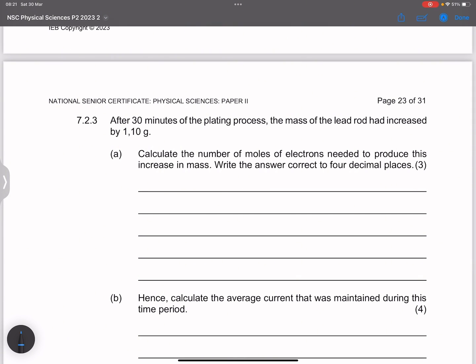After 30 minutes of the electroplating process, the mass of the lead rod has increased by 1.1 grams. Okay, they say calculate the number of electrons needed to produce the increase in mass. Okay, so now what are we going to do there? Right, so we're given the change in the mass of lead, right? They said the mass of the lead rod.